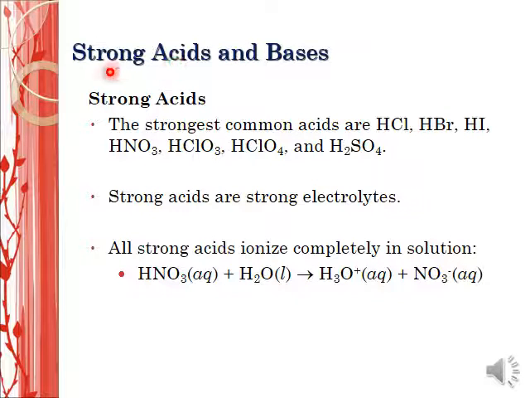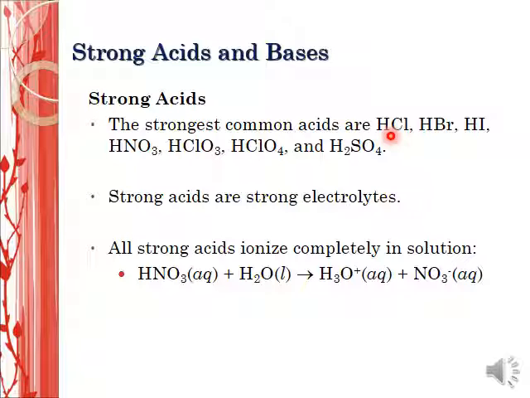Now, moving on to strong acids and bases. These are the 7 strong acids that you have to memorize. Apart from these, whatever you see throughout the lecture unit will belong to the weak acid group. The 7 strong acids are hydrochloric acid, hydrobromic acid, hydroiodic acid, nitric acid, chloric acid, perchloric acid, and also sulfuric acid.